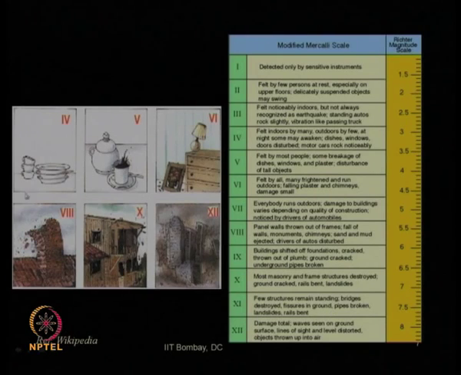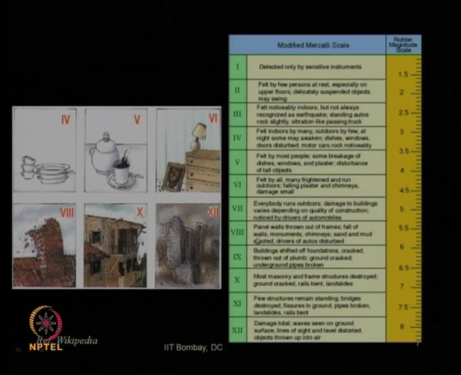In this picture we have seen earlier, the various MMI intensity scales are noted from 4, 5, 6, then 8, 10, 12, showing the different levels of damage to the structures and various articles, which is correlated with the Richter magnitude scale on this side.